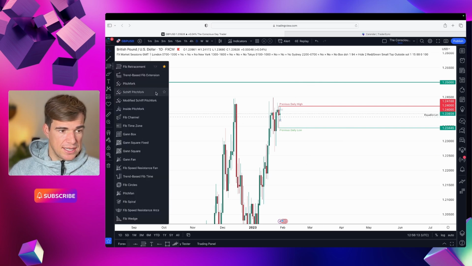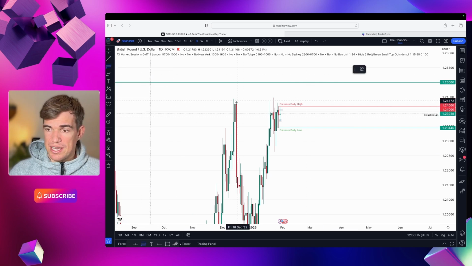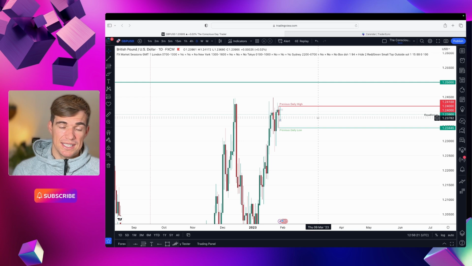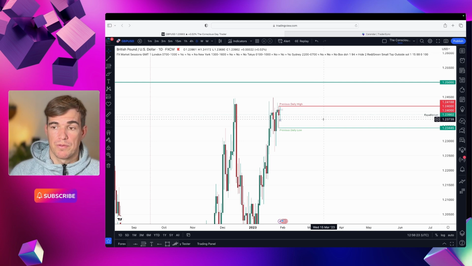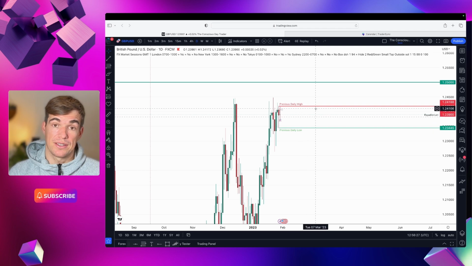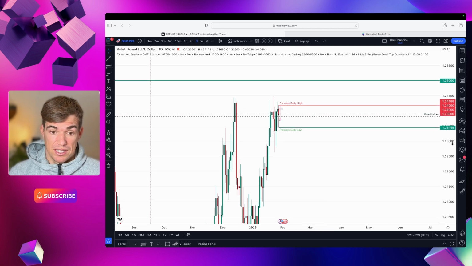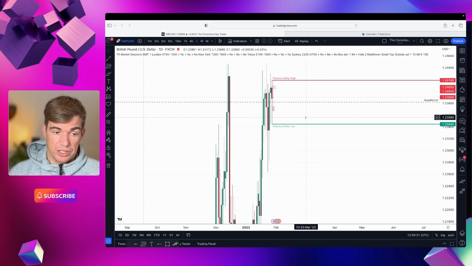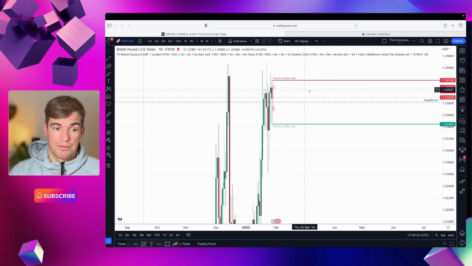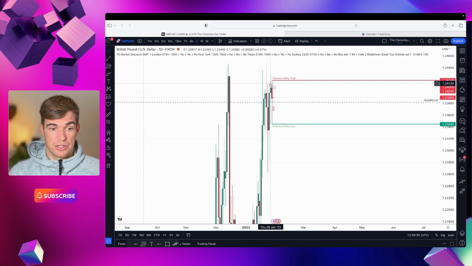For equilibrium, I take the Fibonacci level from the bottom all the way to the top. That gives me my 50% line, which is basically the equilibrium of the price. If you're below that, you're looking at discounted price. If you're above that, you're looking at premium price. If the price is below, you're looking for opportunities to long. If the price is above, you're looking for opportunities to short.